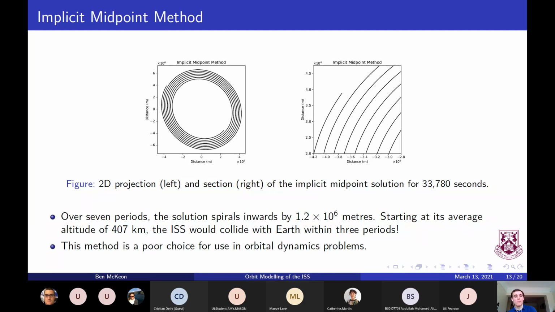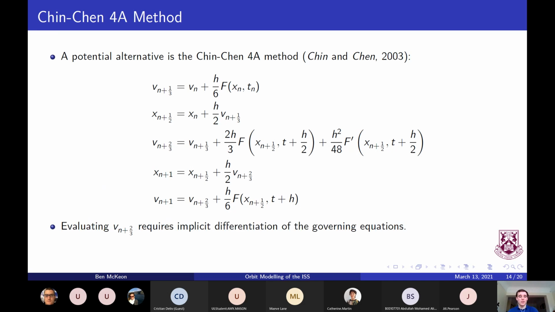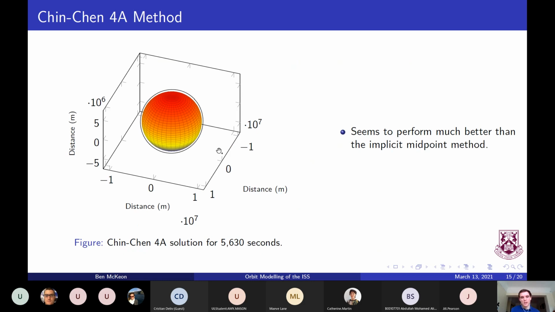So instead, we look at a better method called the Chin-Chen-4A method, which is quite complicated. But if we simplify that down to the result it produces without having to get into the nitty-gritty of the implicit differentiation of the equations, because SciPy, a library within Python, greatly assists with this task, we see that the orbit looks much better. Obviously, it doesn't decay by as much, and we see there just by a small bit.